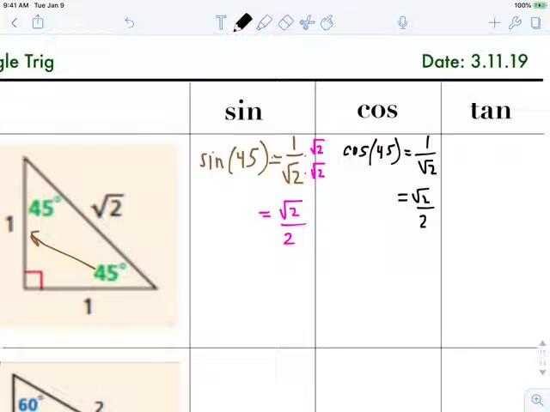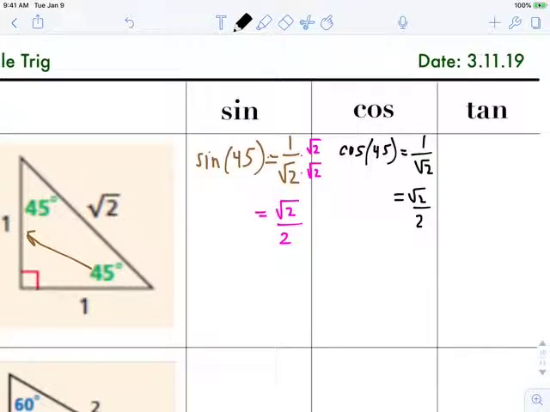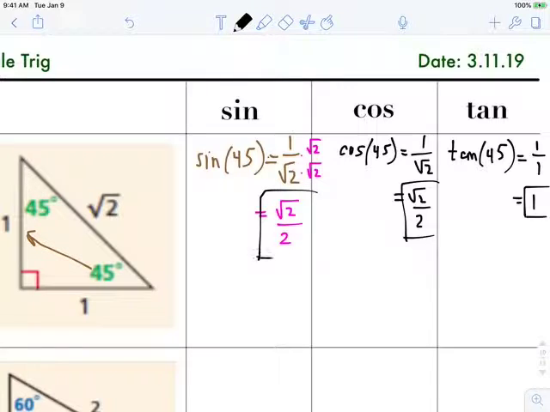And let's see, what's tangent? Let's find out what tangent is. Tangent of 45. Well, that's opposite over adjacent, right? So it's just 1 over 1. And that's just equal to 1. So these are special numbers that we're going to have memorized by the end of the school year.